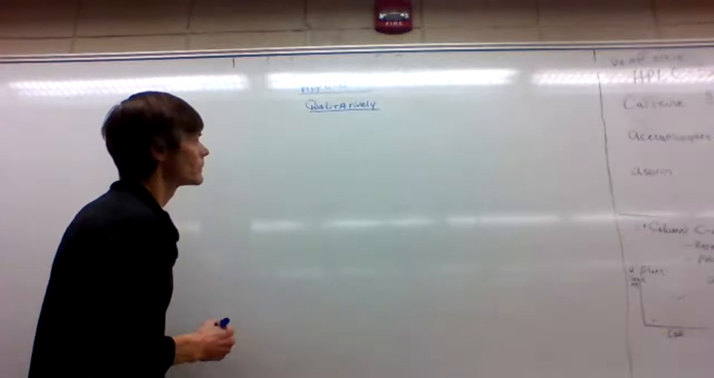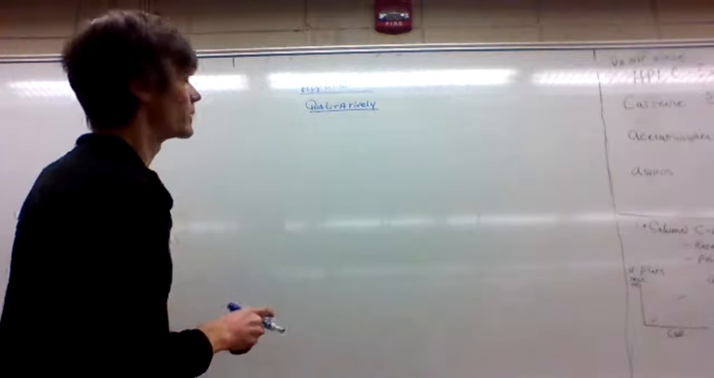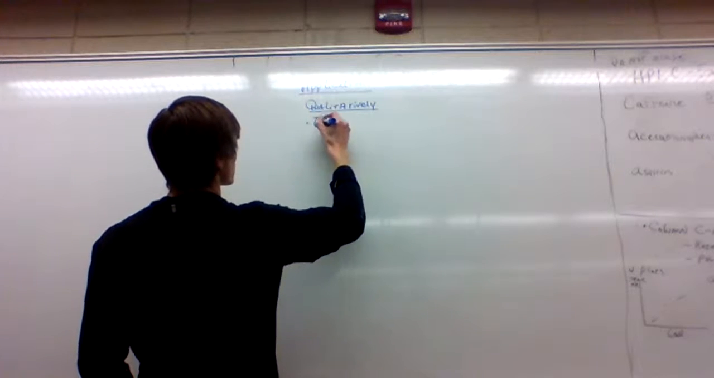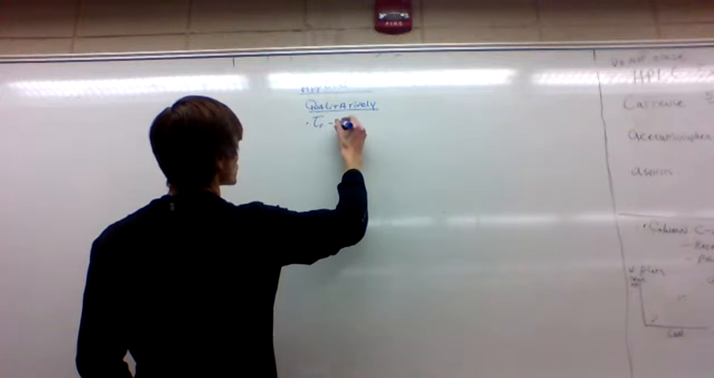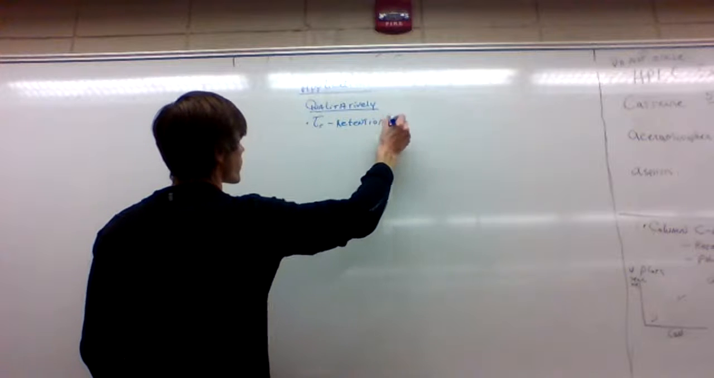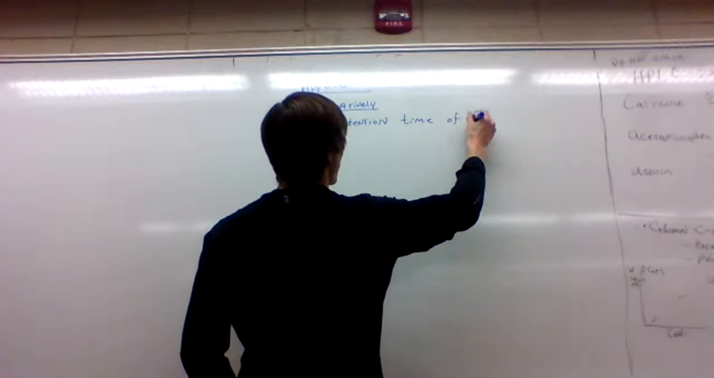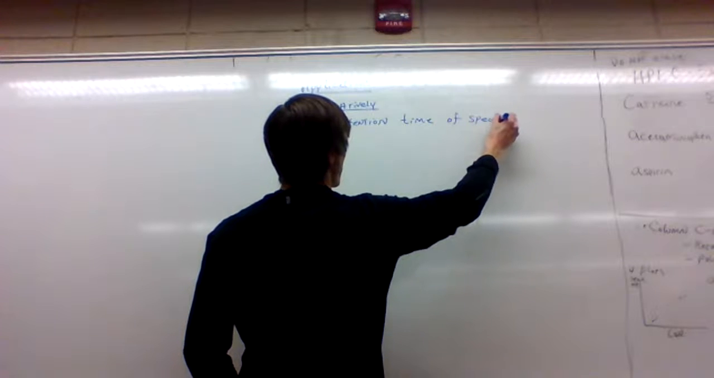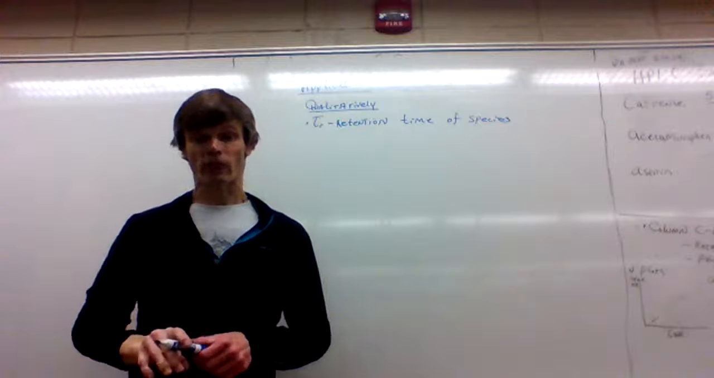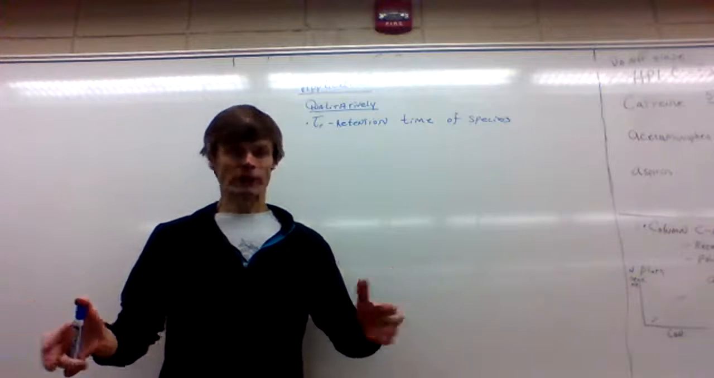One important thing that we need to know when we conduct an experiment is the retention time of the species. TR, that's the retention time. So sometimes the first thing we're going to do in an experiment is to run standards.